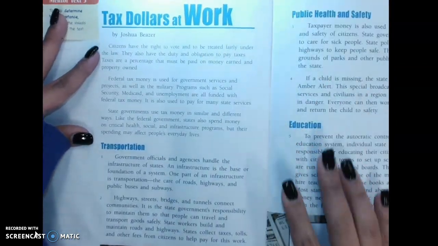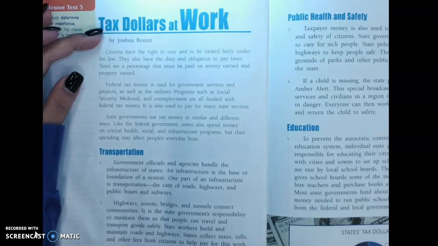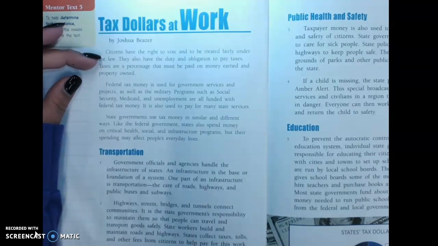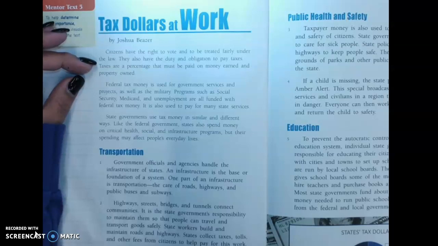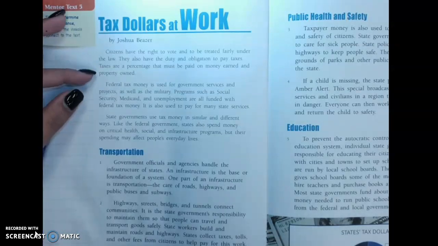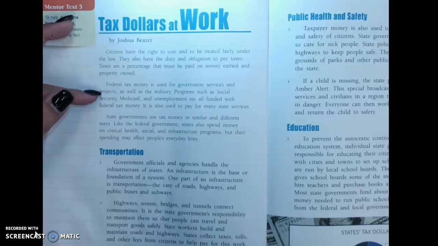Tax Dollars at Work by Joshua Beezer. Citizens have the right to vote and be treated fairly under the laws. They also have the duty and obligation to pay taxes. Taxes are a percentage that must be paid on money earned and property owned. Federal tax money is used for government services and projects, as well as military programs. Social Security, Medicaid, and unemployment are all funded with federal tax money.